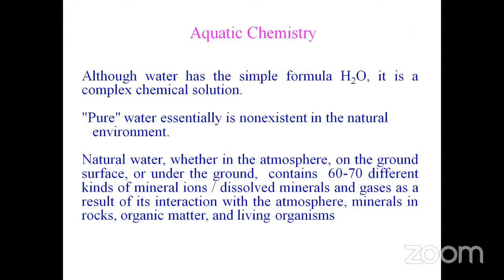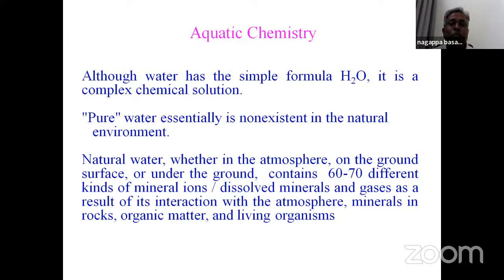If you collect a Brahmaputra water sample and analyze it, at least pathogens are present. If pathogens are present, it is not fit for any consumption. Natural water, whether atmospheric, ground, surface, or underground water, contains 60 to 70 different kinds of dissolved minerals and gases as a result of interaction with the atmosphere, minerals in the rocks, organic matter and living organisms. Throughout the world, if you collect any groundwater or surface water and analyze it, at least 60 to 70 different kinds of minerals exist, but the concentrations are different.